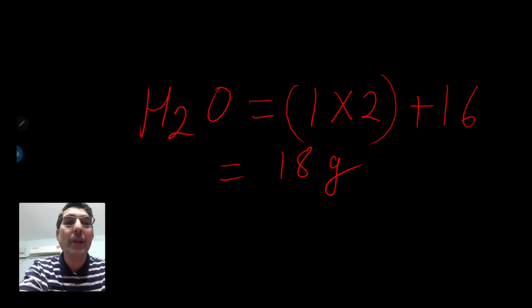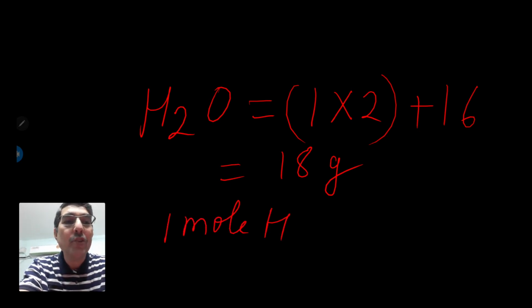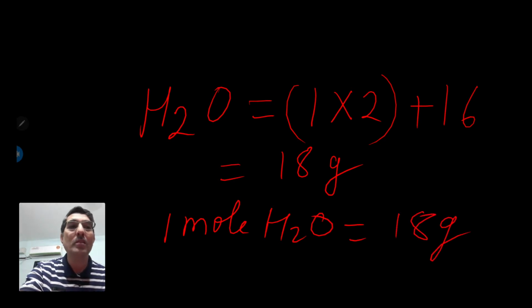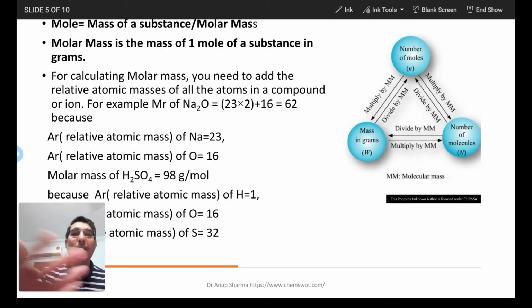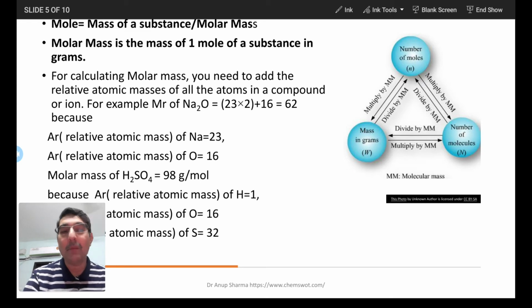So the molar mass of H2O is 18 grams. That means 1 mole of H2O equals 18 gram. That is the molar mass of H2O. So I hope this makes sense to you. So similarly, we can calculate the other molar masses as well.